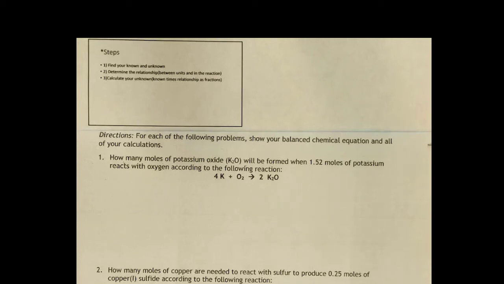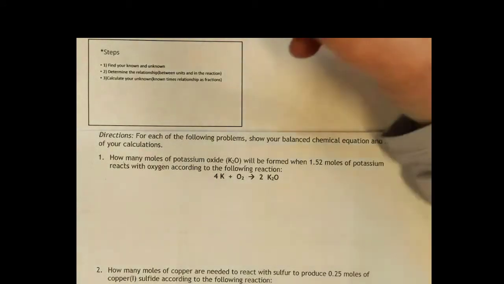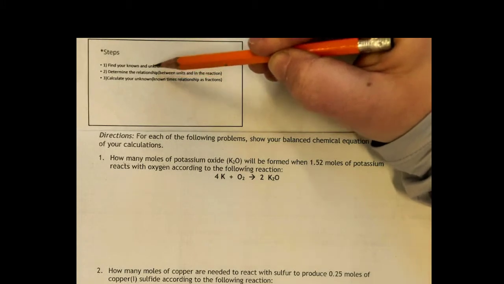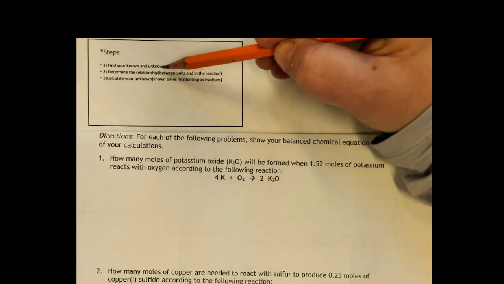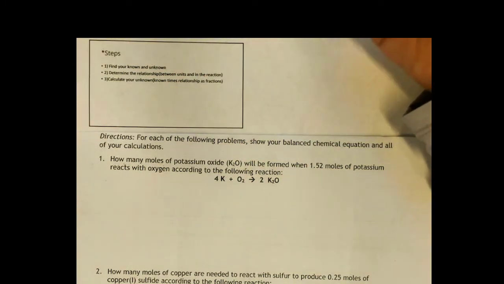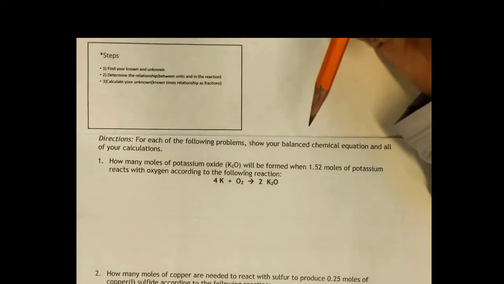Alrighty guys, we're going to look at the mole-to-mole type calculation. Note this is a type of stoichiometry, which means we need to follow the steps of stoichiometry. The first one being to analyze, to find your known and unknown. Step 2, to determine the relationship. Once you have your known and unknown, you can look at the units of your known and unknown and determine that relationship. For mole-to-mole calculations, the relationship is the mole ratio.